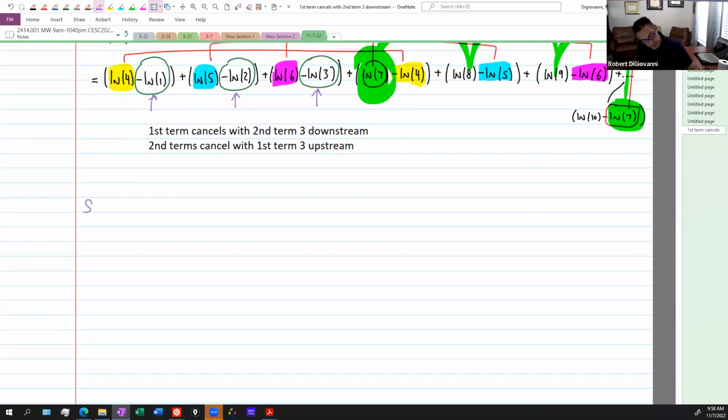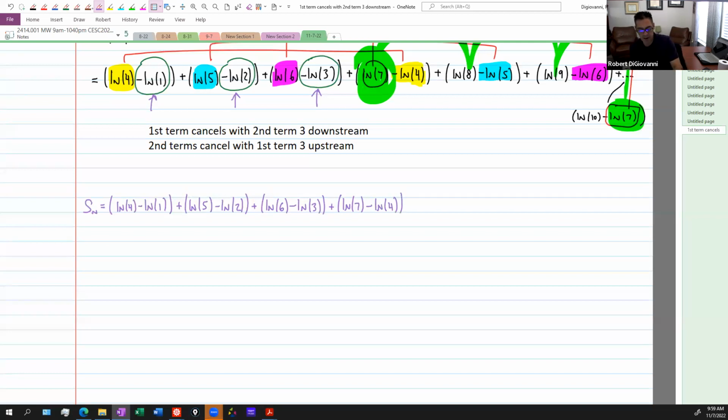I'm going to write S of n. Start writing the first one. Natural log 4 minus natural log 1. Then plus, now natural log 5 minus natural log 2. Then plus, natural log 6 minus natural log 3. And then plus, natural log 7 minus natural log 4.